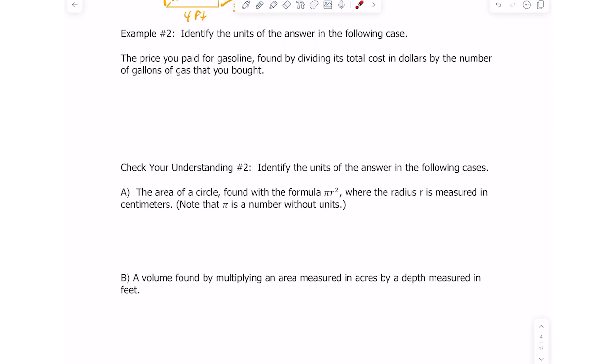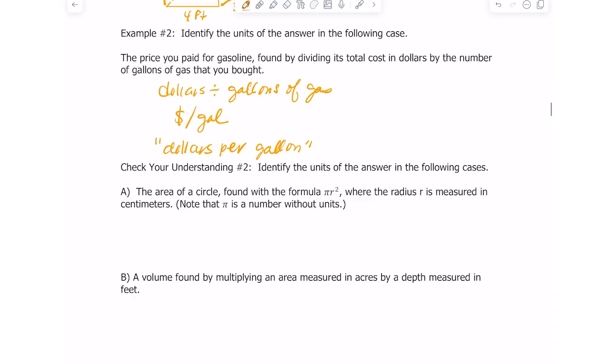So here, the price you paid for gasoline is found by dividing its total cost in dollars by the number of gallons of gas that you bought. So it's telling me specifically I'm taking dollars divided by gallons of gas. So that's just dollars per gallon. Okay, and we would read it as dollars per, right? Per means divide, or for every gallon. So it's going to be so many dollars for each gallon of gas that you purchase.